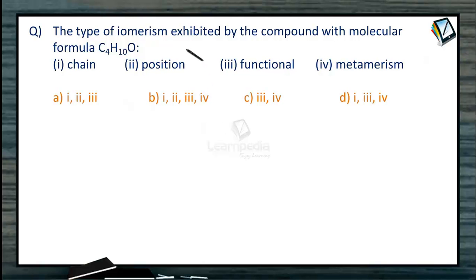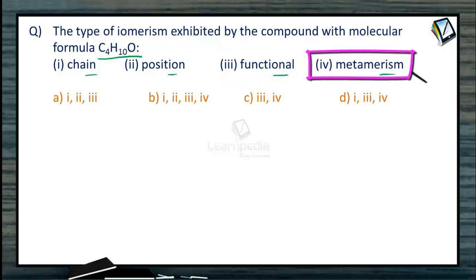The type of isomerism exhibited by the compound with the molecular formula C4H10O. These are the various types of isomerism given here: chain isomerism, position isomerism, functional isomerism and metamerism. So now we need to identify which types of isomerism this particular compound exhibits.